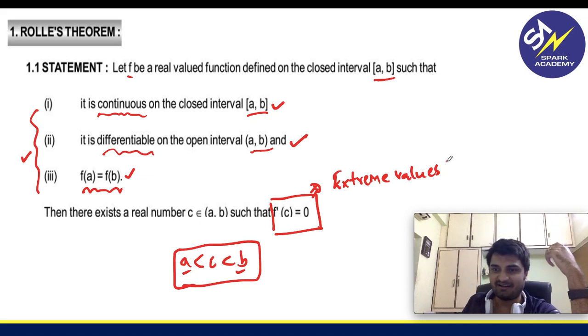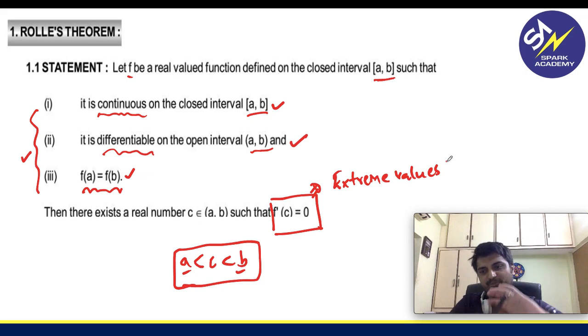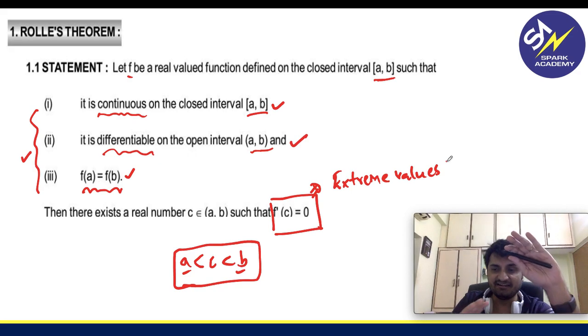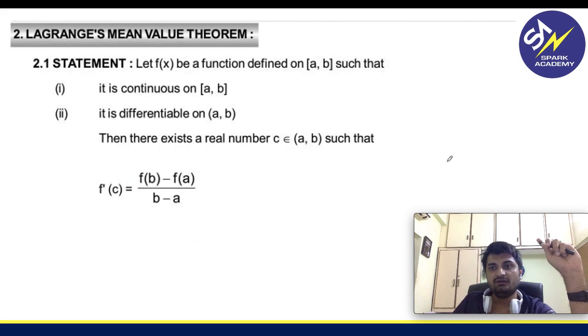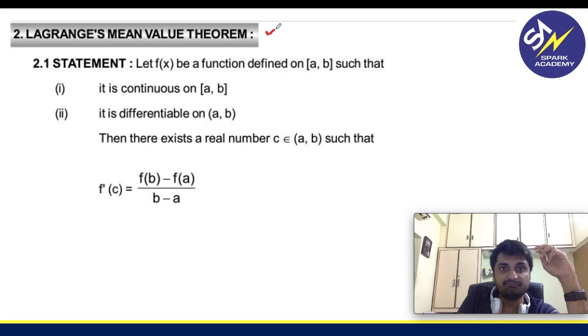Of course, since we are discussing from a competitive exam perspective, the proof, we need not derive it. The proof is not that important for us. Now the second theorem which we will be learning is Lagrange's mean value theorem.